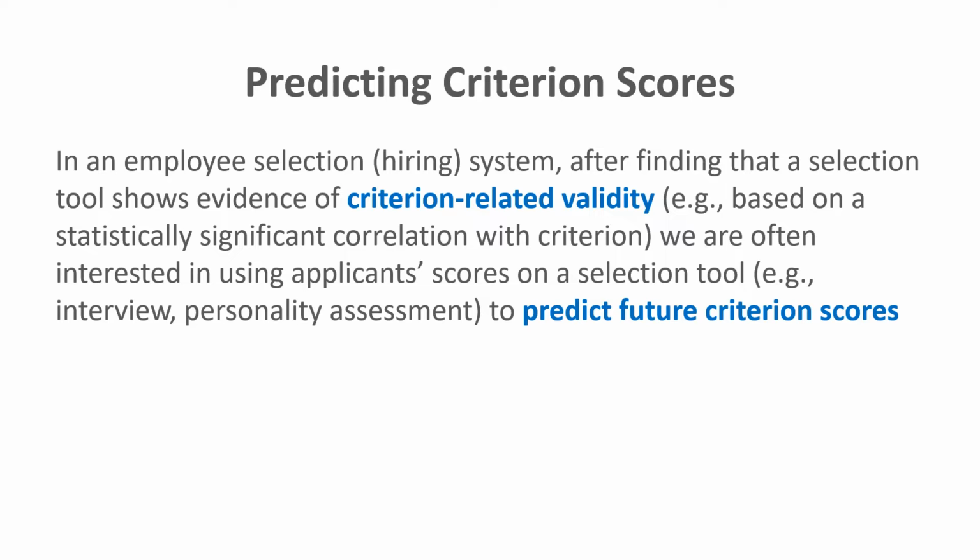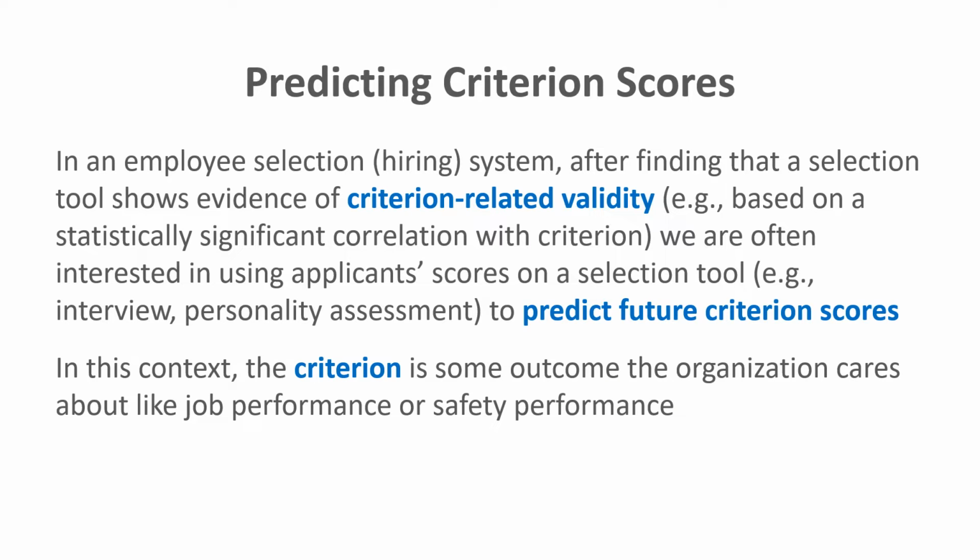Now, in this case, when I'm referring to a selection tool, you can think of any type of selection procedure or hiring procedure, assessment, etc. And some common examples include an interview, for example, a structured interview that is rated, a personality assessment, a work sample, or a cognitive ability test. Now, in this context, the criterion is some outcome the organization cares about, like job performance or safety performance.